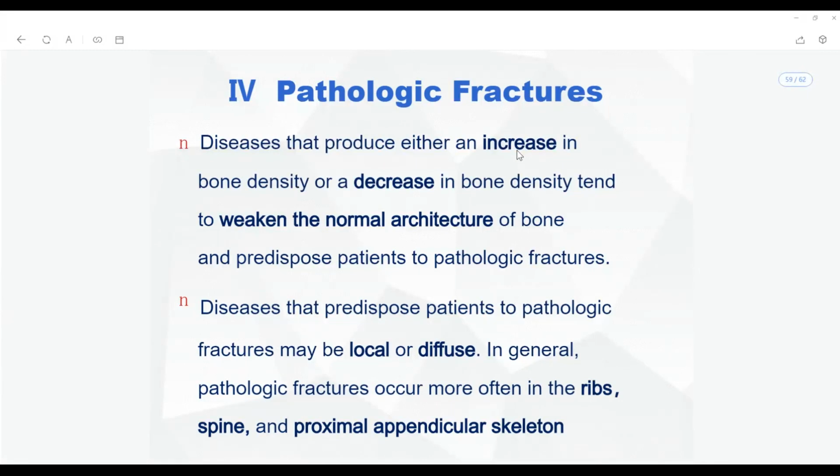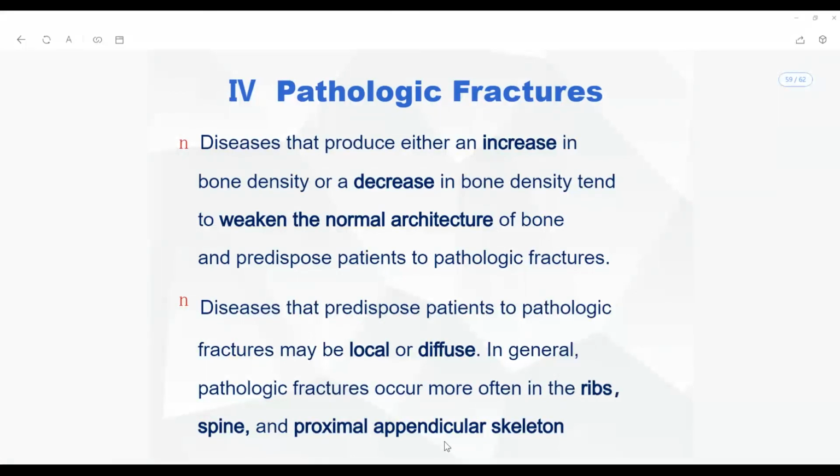Decrease in the bone density, you can say there is a necrotic reaction or increased osteoclastic activity, right? So depending upon the progression of the disease, they can present as increased or decreased bone density, and they weaken the normal architecture, right? They can be local or diffuse, broad, wide. Generally they are seen in ribs, spine, and proximal appendicular skeleton.